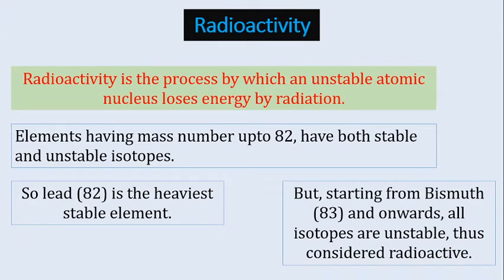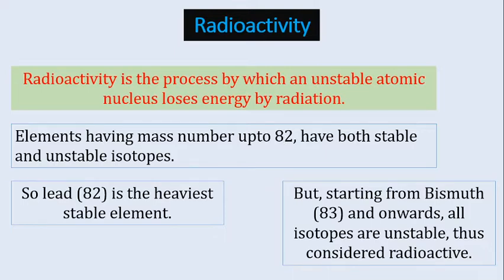So in which isotopes or in which elements do we find this phenomenon of radiation? We say that the elements starting from proton number 1 and ending at 82 both have stable and unstable isotopes. Sorry, I made a mistake here. It should be atomic number, it should not be mass number. So elements having atomic number up to 82 both have stable and unstable isotopes.